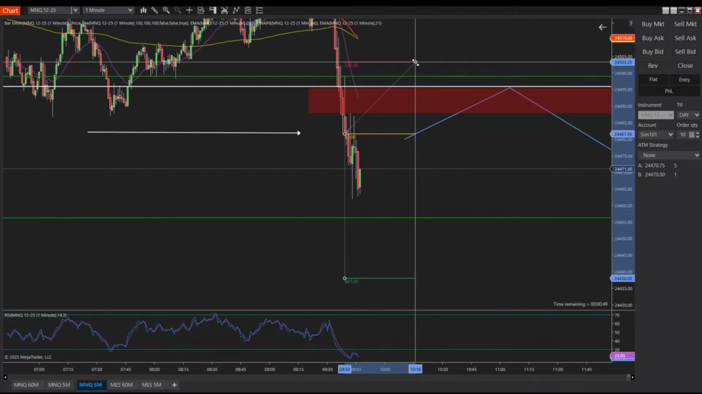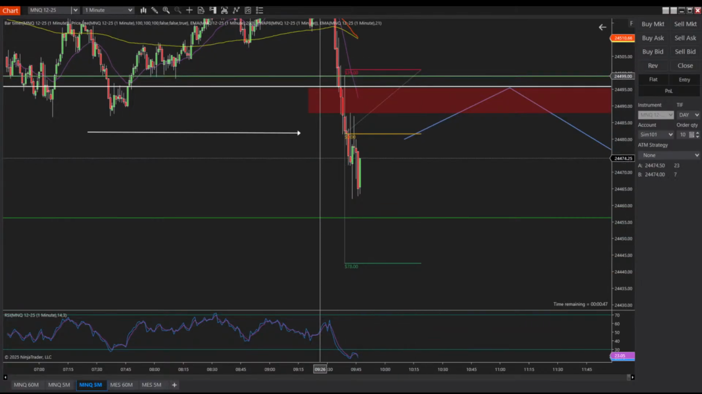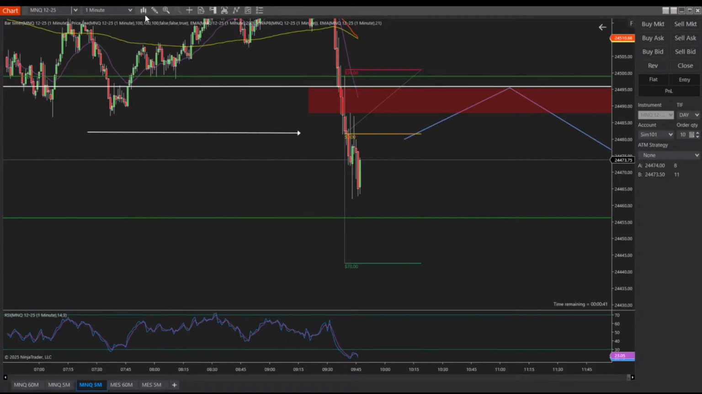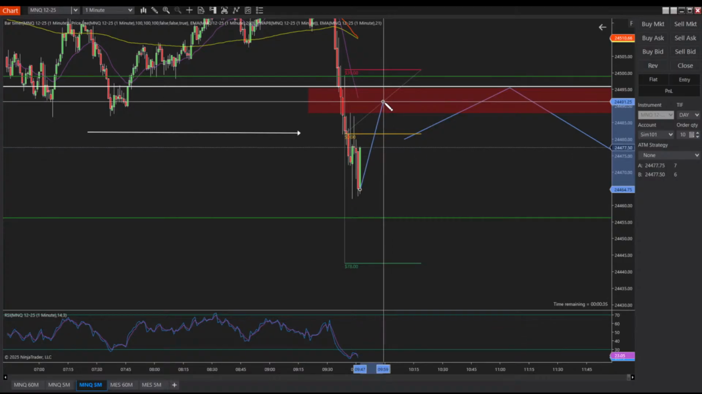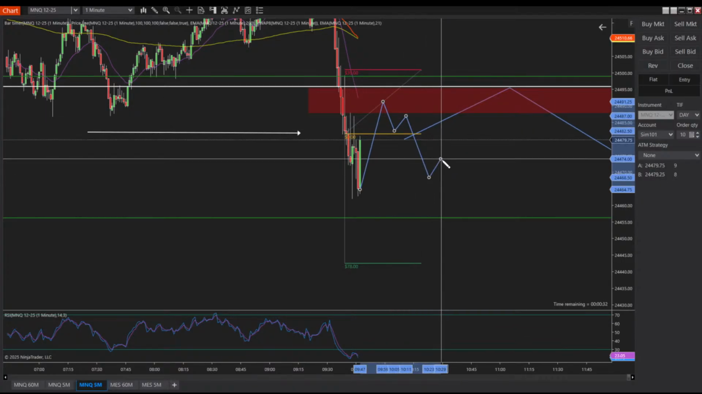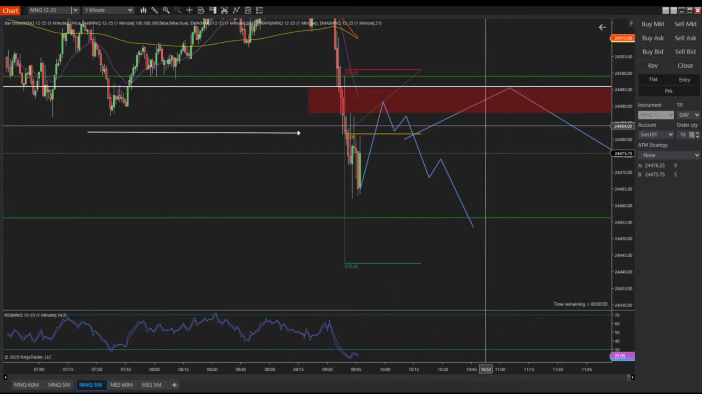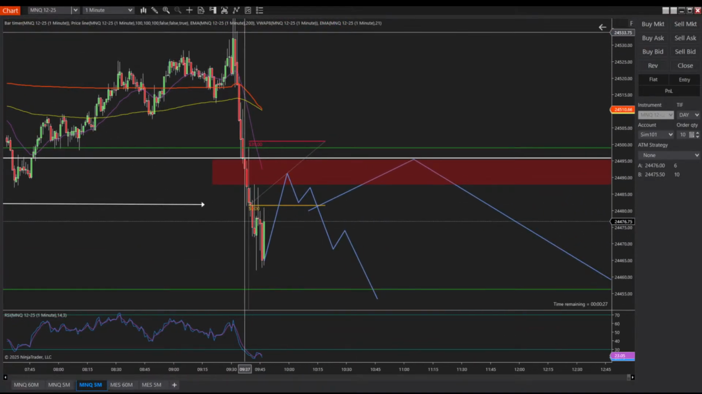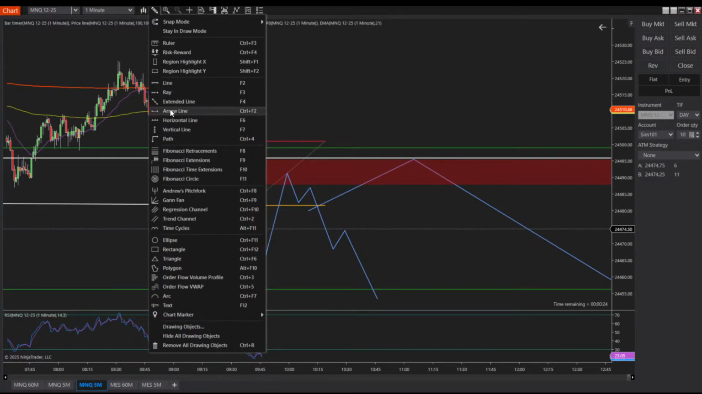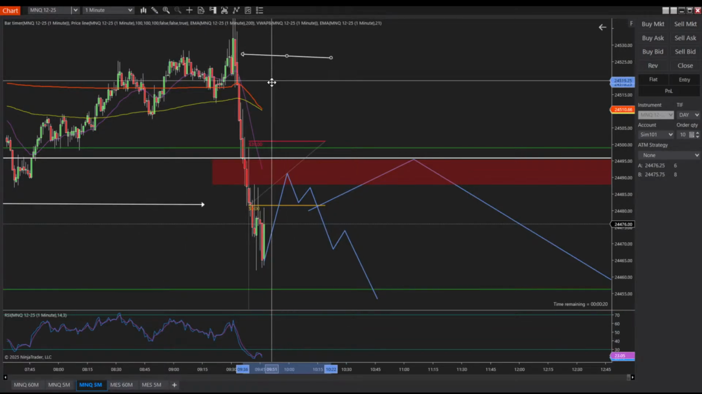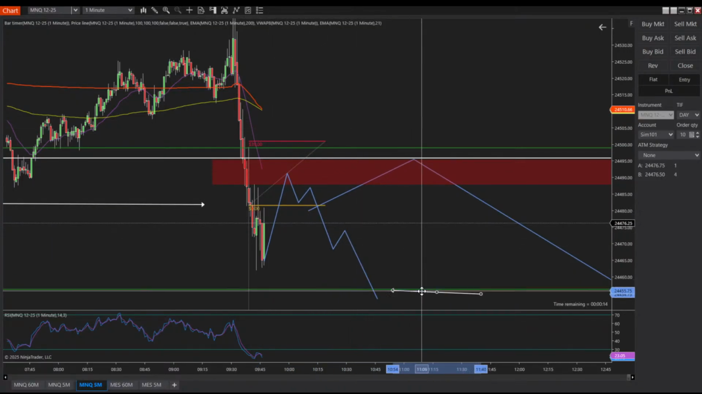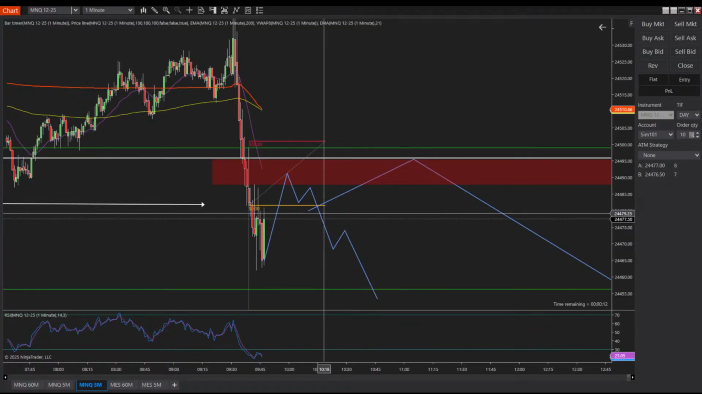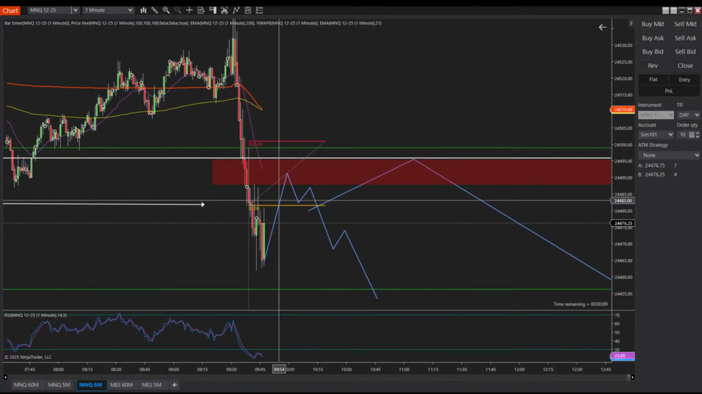And stop up here above this support, because price can still reverse here. Price can still push up here, and it can still reverse and go down again. Price doesn't go in a straight line for too long. It's been going in a straight line coming down since up here. It's bound to pull back and then go lower. It moves in waves.